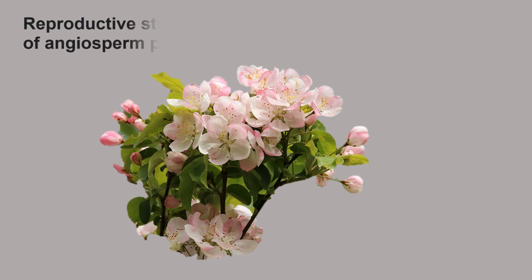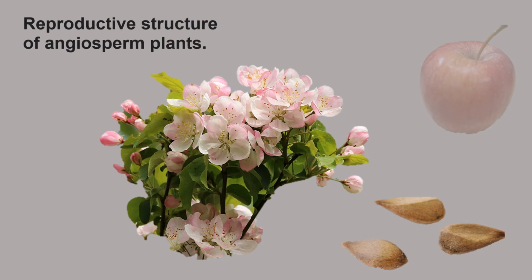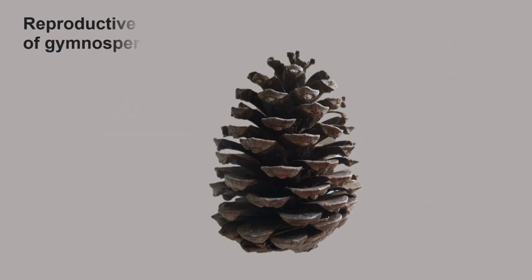Flowers are the reproductive structures of angiosperm plants. They are necessary for the development of seeds and fruits. On the other hand, cones are the reproductive structures of gymnosperm plants.